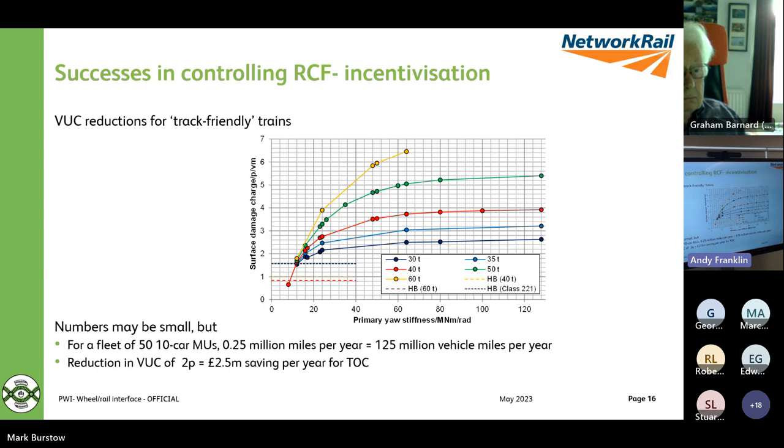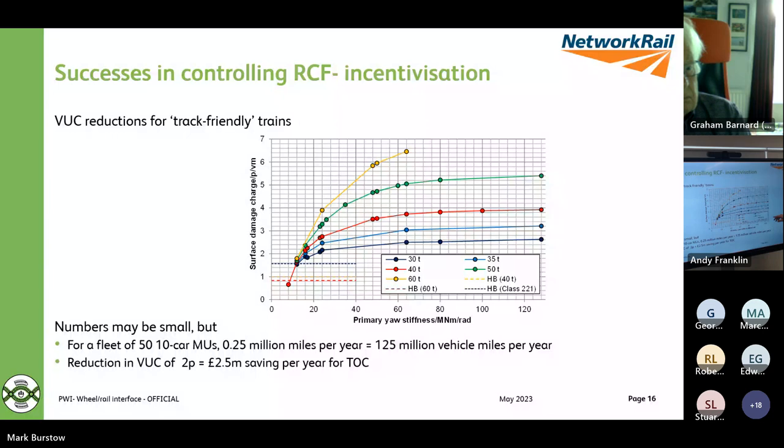But one of the things we've done is to look at track access charging. Every train operator has to pay a track access charge, and one component of that is what's known as the variable usage charge. What they pay is in proportion to the amount of wear and tear that each vehicle does to the infrastructure. And we've been able to incorporate into that charge a component to do with rail surface damage. So that's linked directly to the yaw stiffness, or the suspension stiffness, of their bogies.